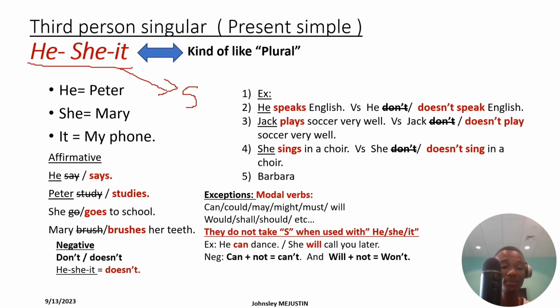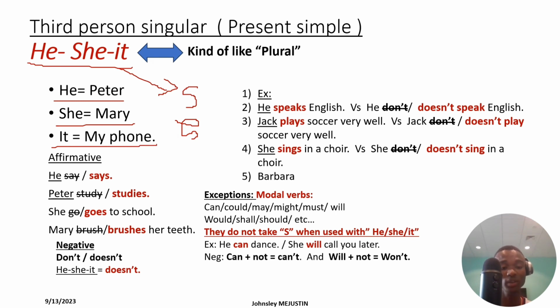It depends. Sometimes it could be es. Sometimes it can be just s. Respect the rules of plural. Okay? So if I have the name of a person, Peter and he are the same. If a verb comes after he or Peter, it should take s. If a verb comes after she or Mary, it should take s. If a verb comes after it or my phone, it should take s.